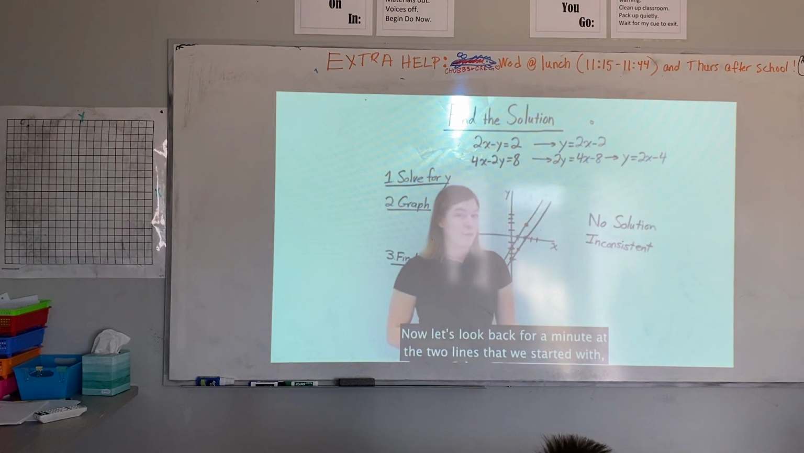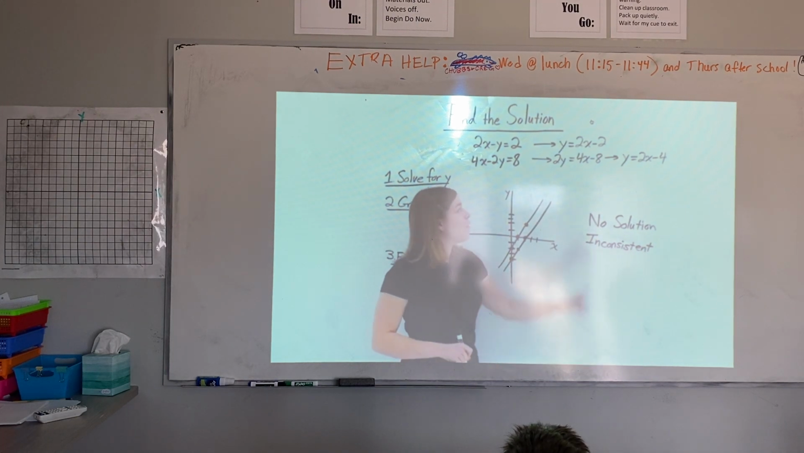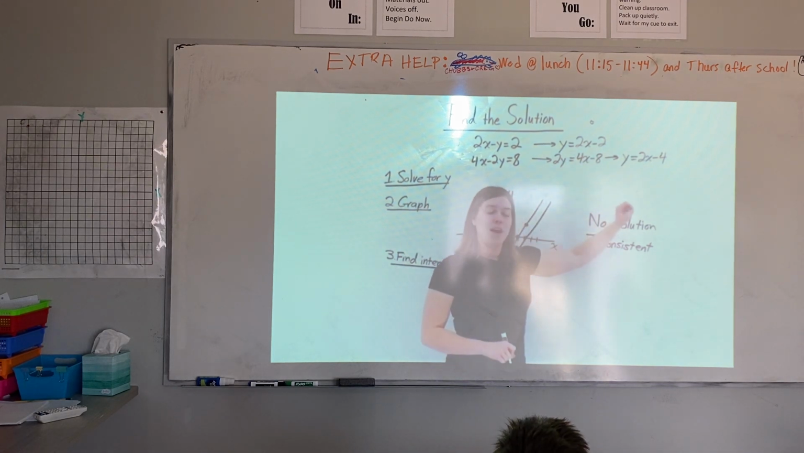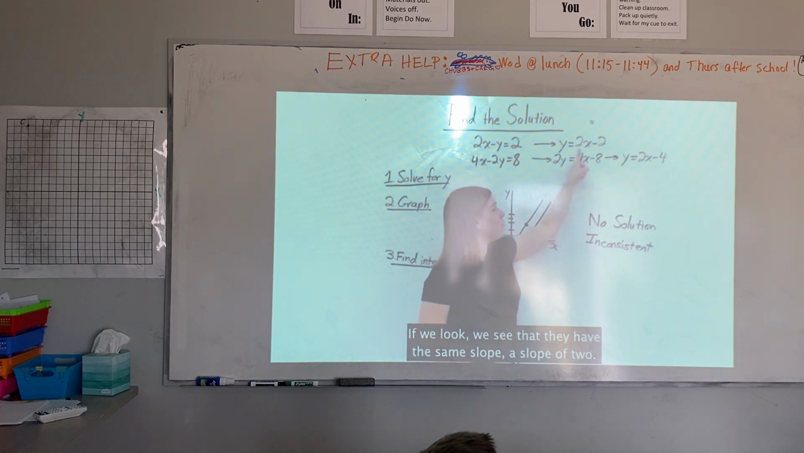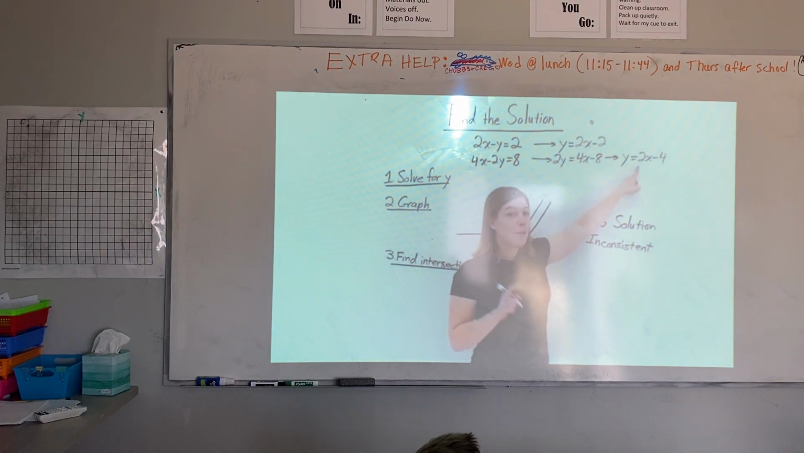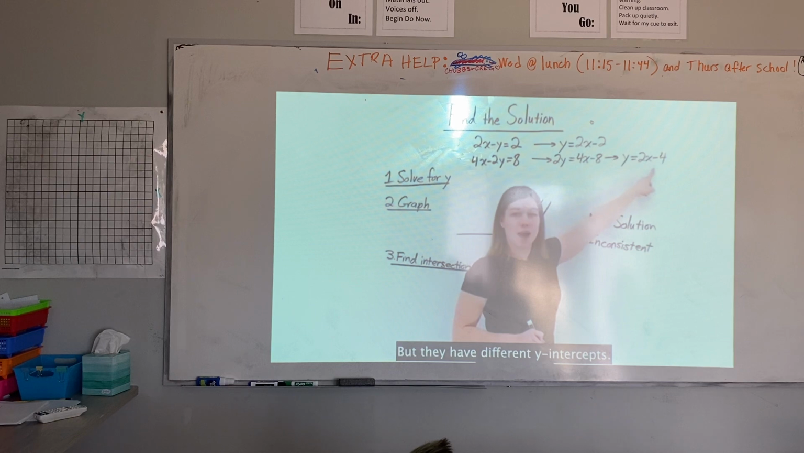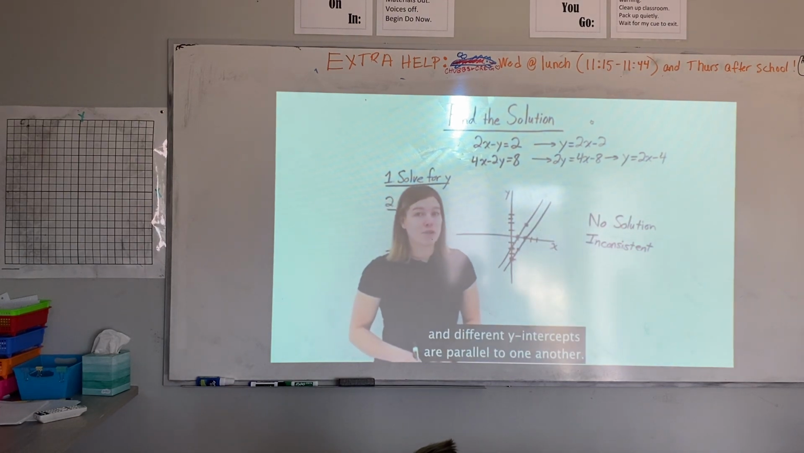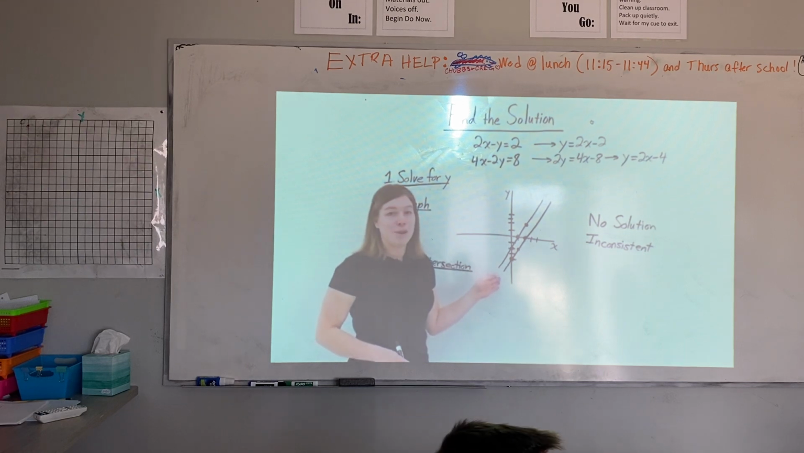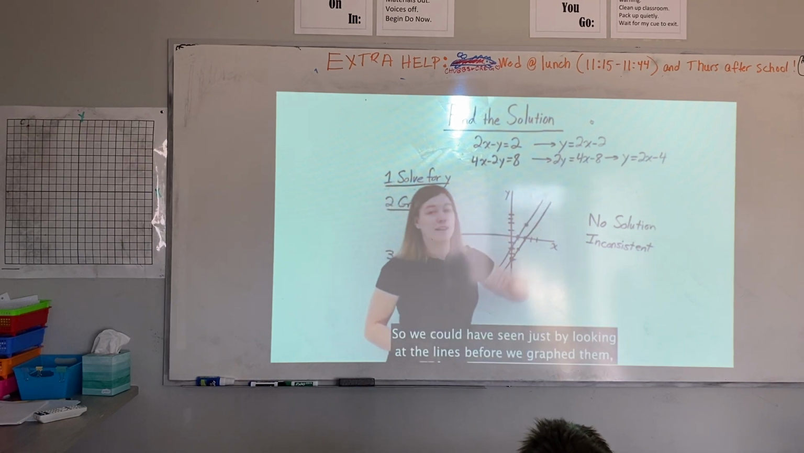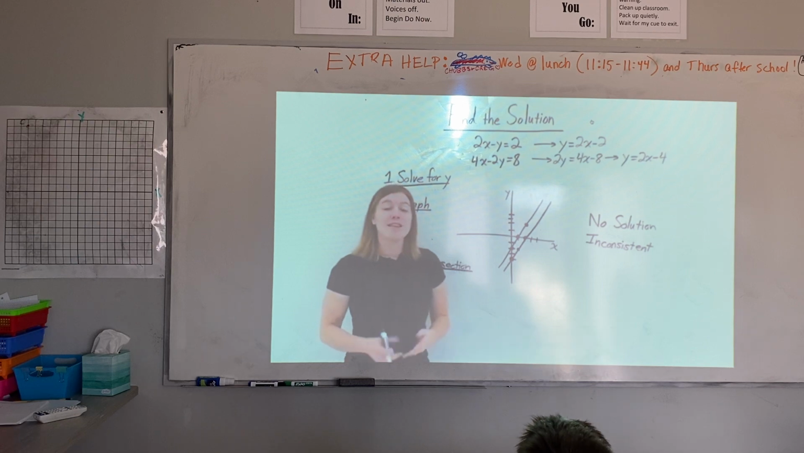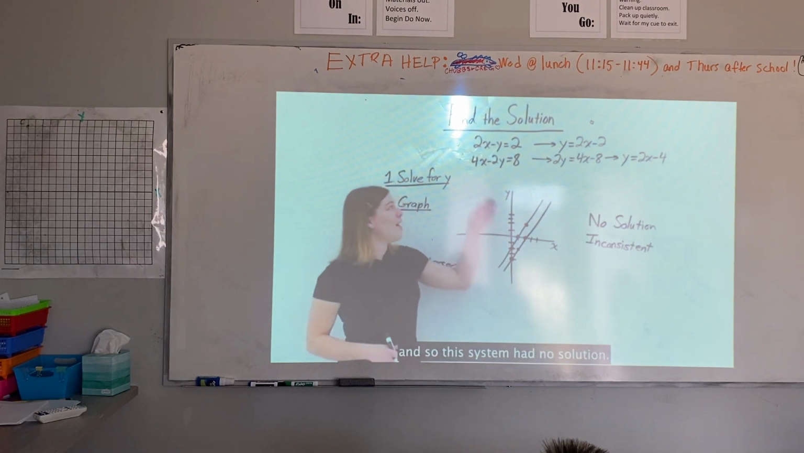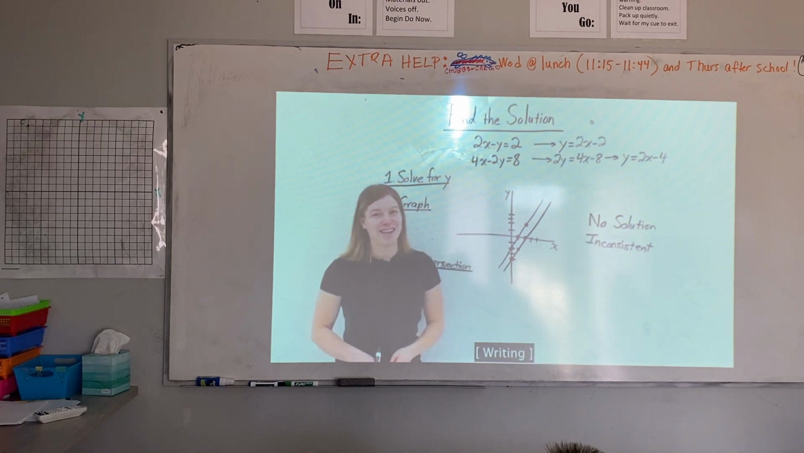Now let's look back for a minute at the two lines that we started with. Y equals 2x minus 2 and y equals 2x minus 4. This is really important. If we look, we see that they have the same slope, a slope of 2, but they have different y-intercepts. So lines that have the same slope and different y-intercepts are parallel to one another. So we could have seen just by looking at the lines before we graphed them that these two lines were parallel, and thus they had no intersection, and so the system had no solution.